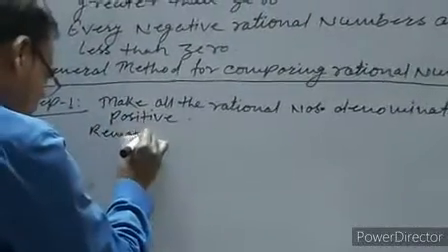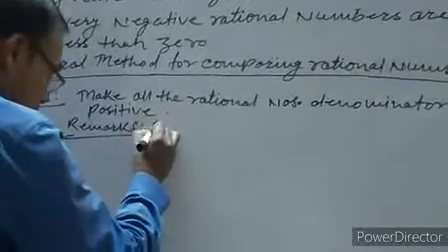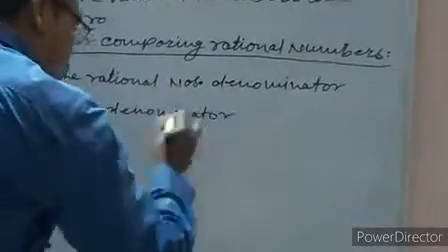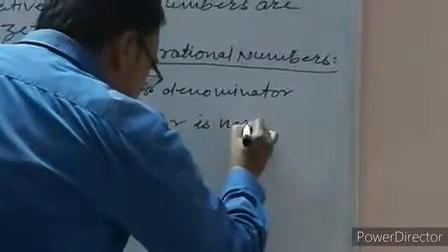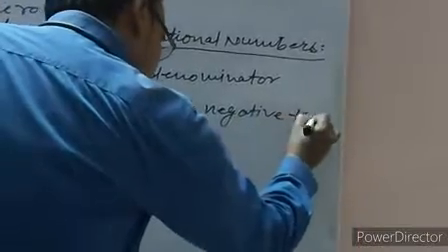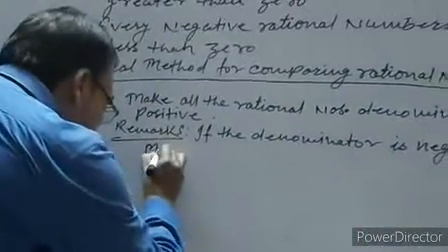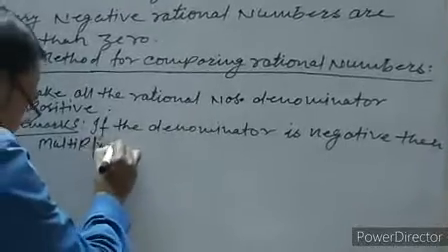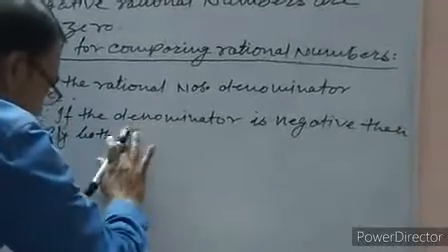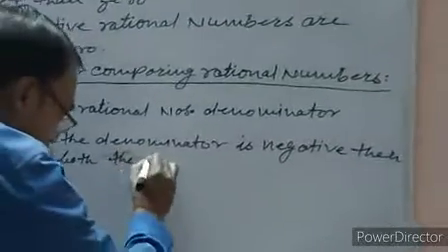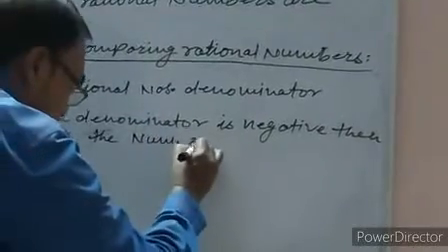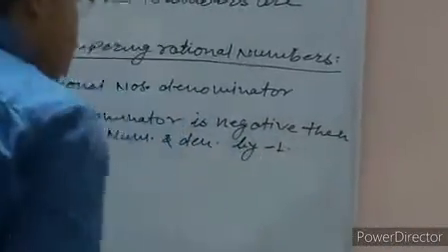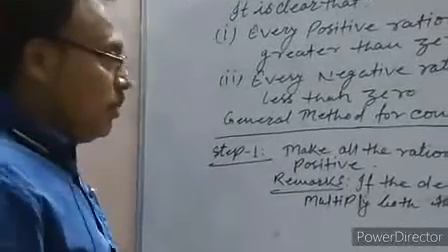Remark: if the denominator is negative, then multiply both the numerator and denominator by -1. Then we shall get the positive denominator.